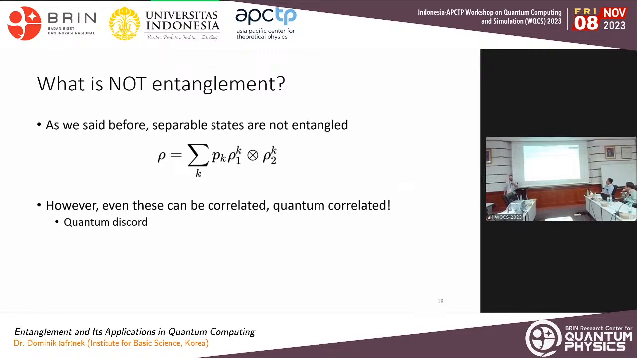So what is not entanglement? As we said, separable states are not entangled. Even though they can be correlated, they can be correlated classically, but they can also be correlated quantumly.